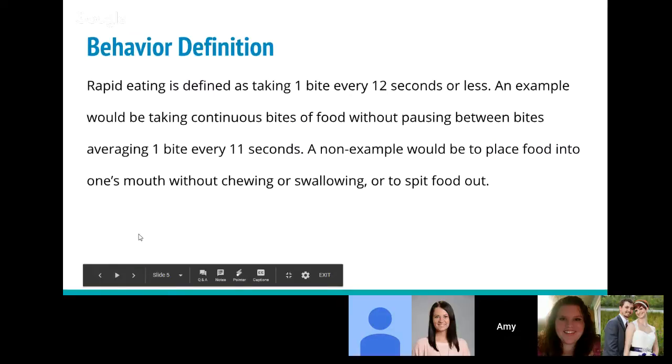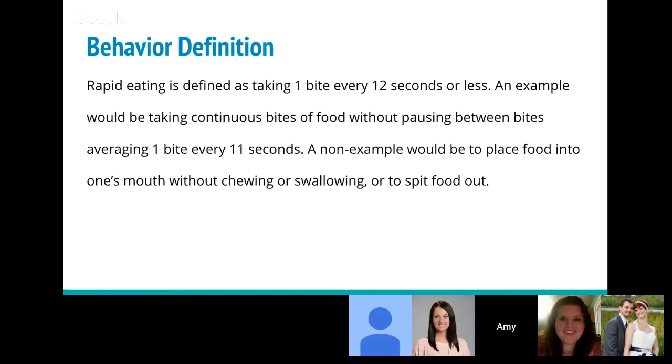The behavior definition: rapid eating is defined as taking one bite every 12 seconds or less. An example would be taking continuous bites of food without pausing between bites, averaging one bite every 11 seconds. A non-example would be to place food into one's mouth without chewing or swallowing, or to spit the food out.